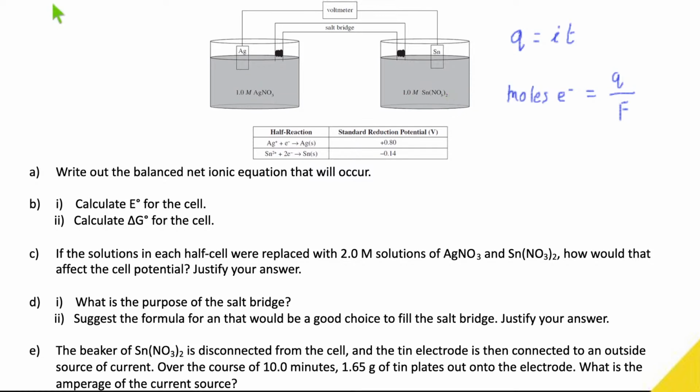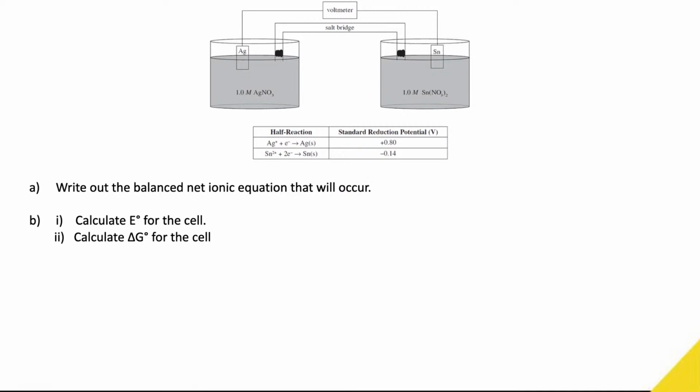They tell me it's a galvanic cell. So galvanic means it is a spontaneous cell. Now, here is the interpretation. This is a spontaneous cell, which means that my E is greater than 0. Okay, so as I'm writing them down, there we go.